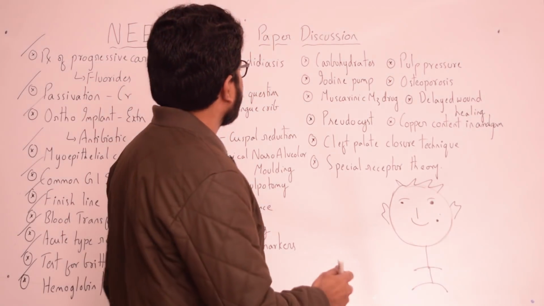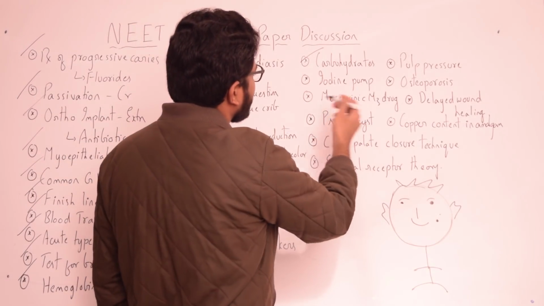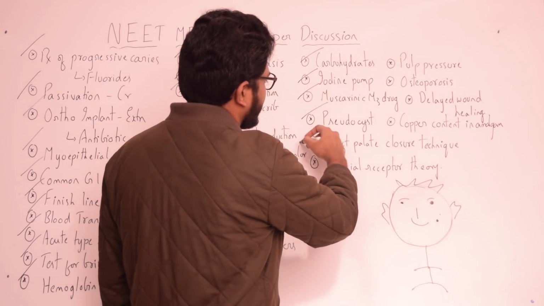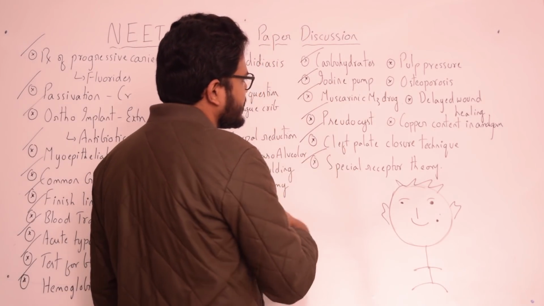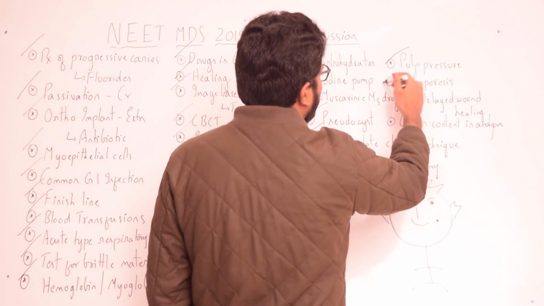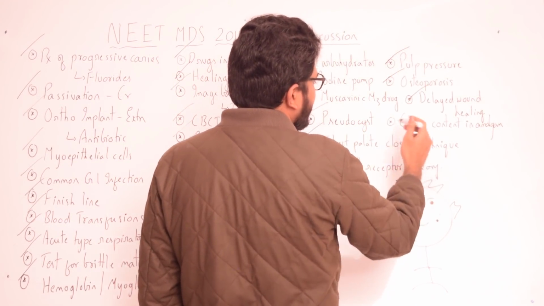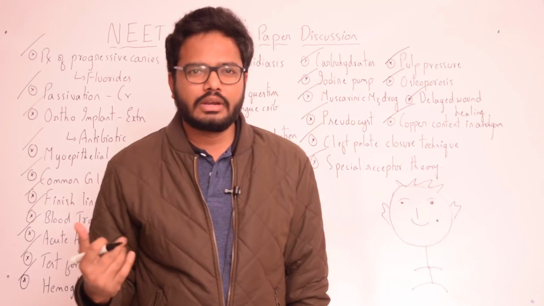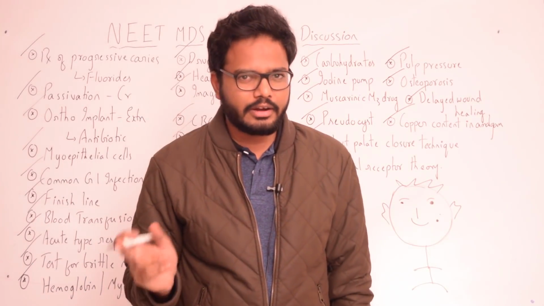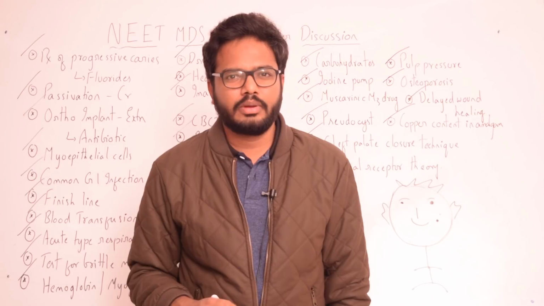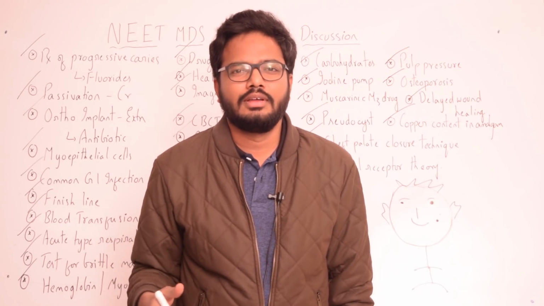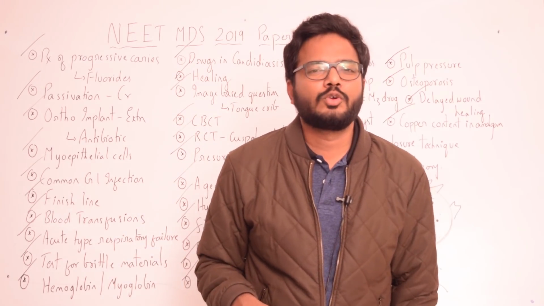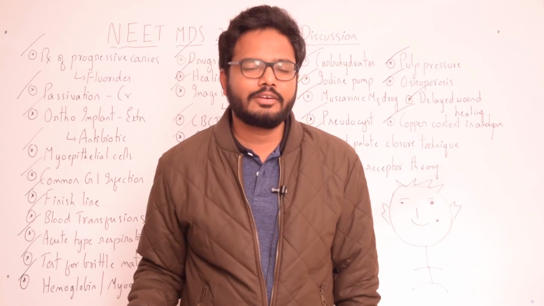And also there were questions on carbohydrates, iodine pump, muscarinic M3 drug, pseudosis, cleft palate closure techniques, special receptor theory, pulp pressure, osteoporosis, delayed wound healing, copper content in amalgam. So these are some of the keywords which we received from several aspirants pertaining to the NEET MDS 2019 question paper. We tried to decipher as many topics as possible, and we could cover at least 200 questions, and these are the remaining topics, right?